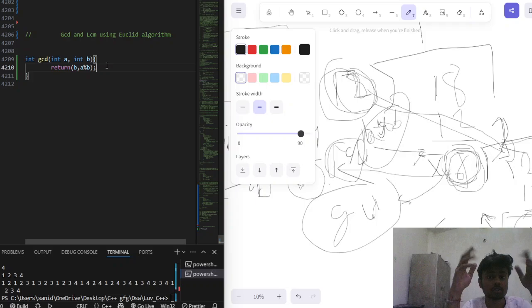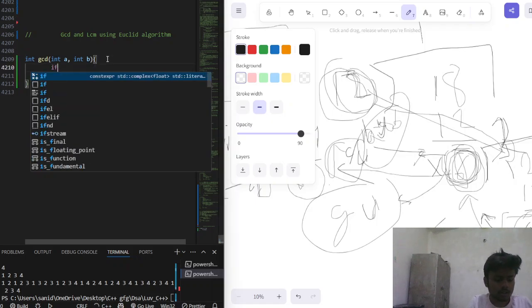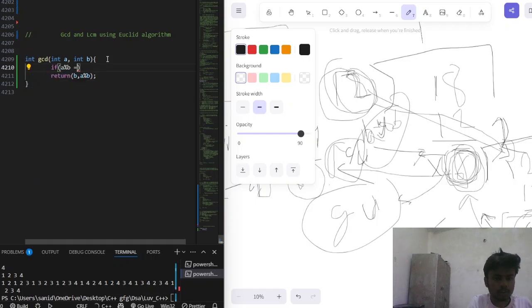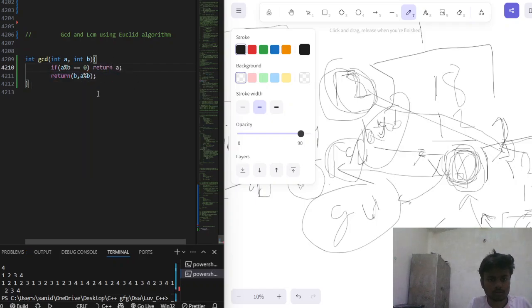Just say, what is the one thing that is missing? It is our base condition. When our remainder becomes zero, then we need to return something. So the thing to return is the divisor. So I can say, when our remainder becomes zero, then return our divisor. So you can see the code will be very short.